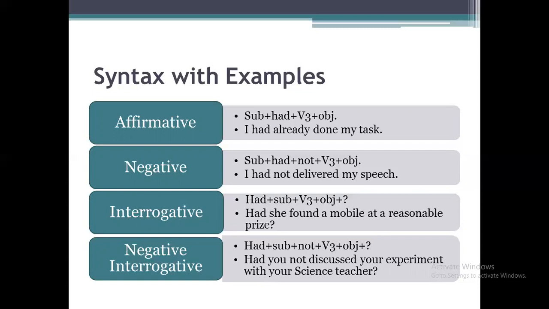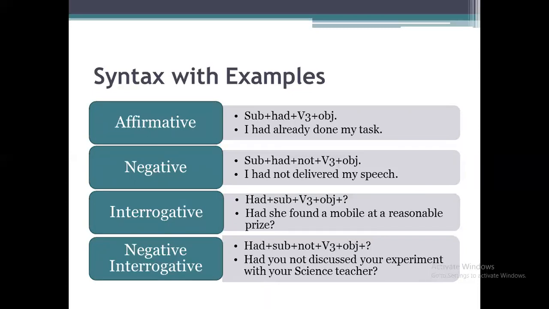Now we have the interrogative structure: had plus subject plus third form of verb, object, and then a question mark. Had she found a mobile at a reasonable price? So maybe she was searching for a mobile at a reasonable price, so then she could buy that mobile. In that situation, we would have this sentence: had she found a mobile at a reasonable price or not?